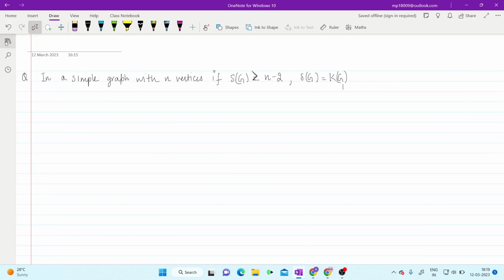Now next question, this is also a question from one of the assignments. In a simple graph with n vertices, if the minimum degree is greater than or equal to n minus 2, then you have to show that the edge connectivity and vertex connectivity are the same as the minimum degree. This was one of the questions in the assignment.